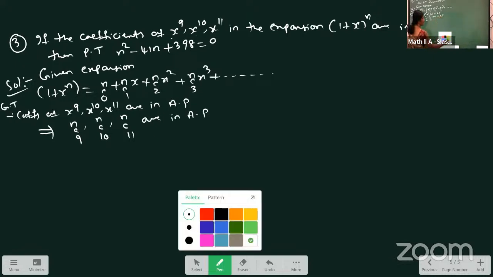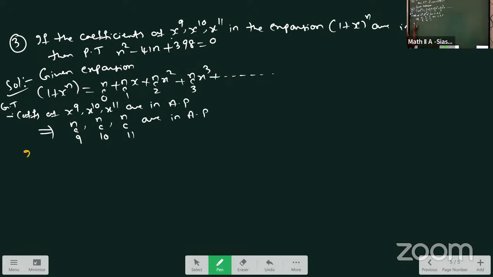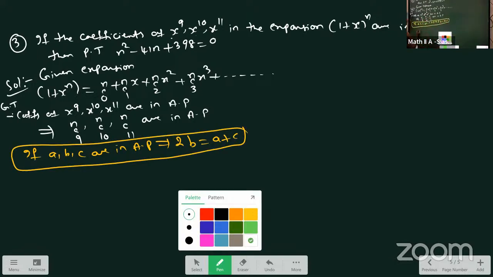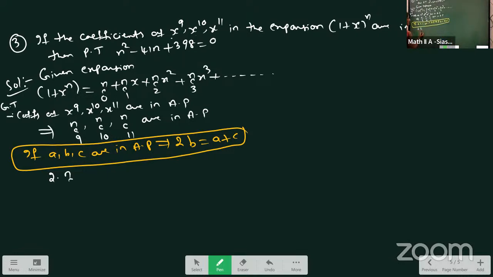Again, we have a basic concept. If A, B, C are in AP, what is the formula? We can write 2B is equal to A plus C. By applying this concept, we will get the above equation: 2 into B means NC10 is equal to NC9 plus NC11.